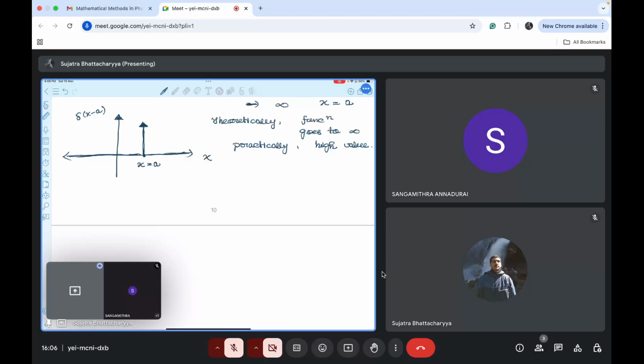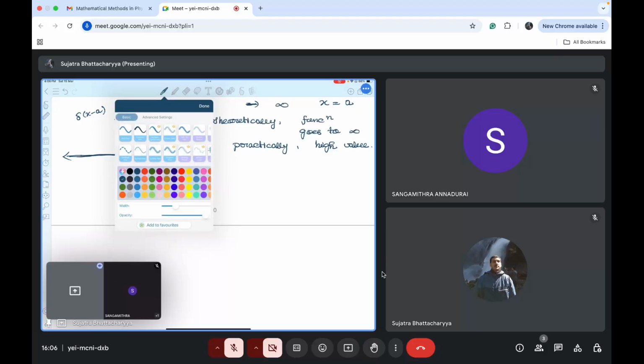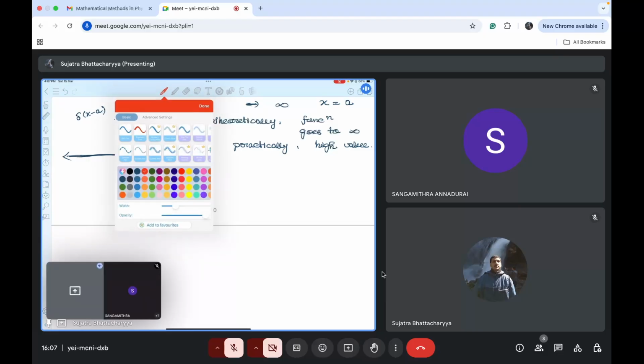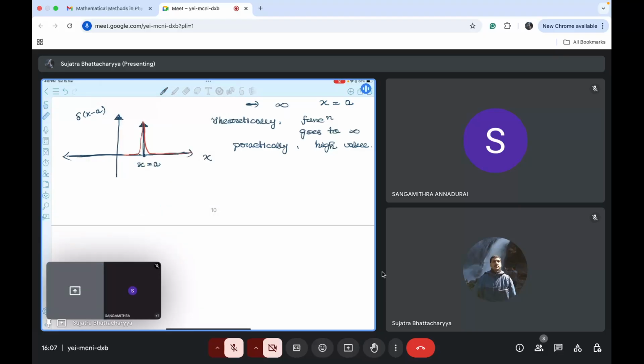In the practical case, you will not get exactly the same thing, but you will get something like this. So 0, and then it suddenly increases, and it quickly goes down again and becomes 0 again. This is what you will get in practical cases. So this is how the Dirac delta function looks.